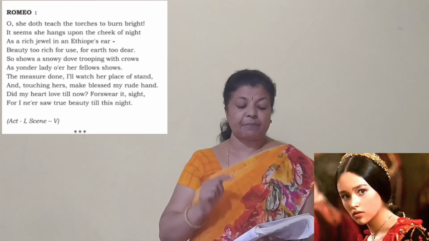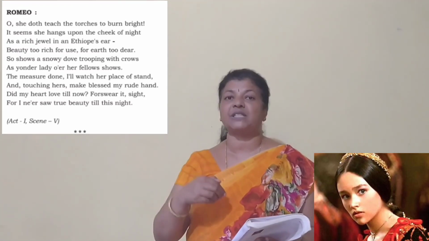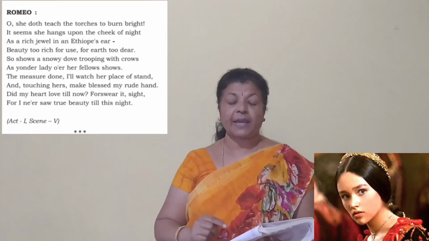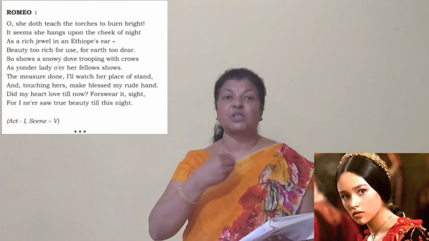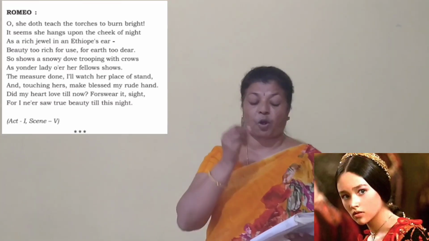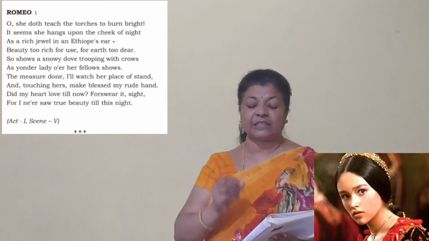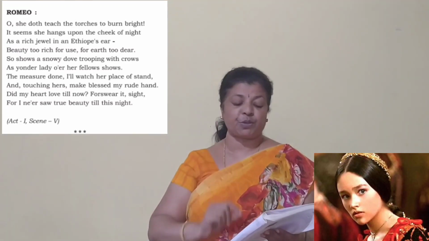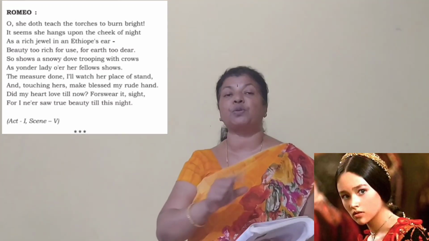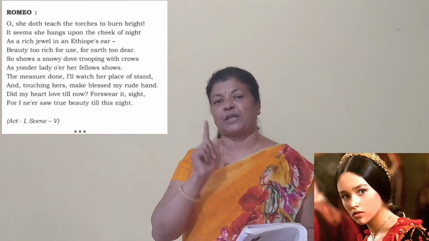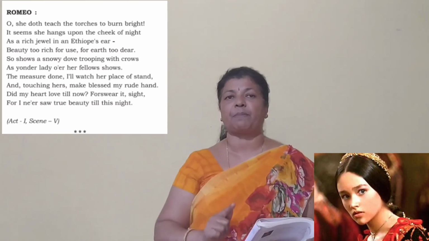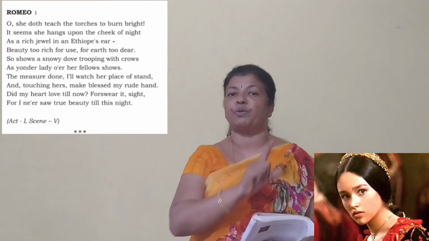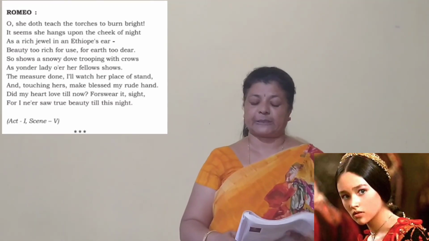So he says, did my heart love till now? He questions himself. He realizes till now he had not been loving truly. Why? Because forswear, he could understand his promises. He knows very correctly that forswear, it's like, for I have never seen a true beauty. So he says, I never saw true beauty till that night. That night the grand supper was held by Capulet. Only that night he had seen the real beauty, that was Juliet.